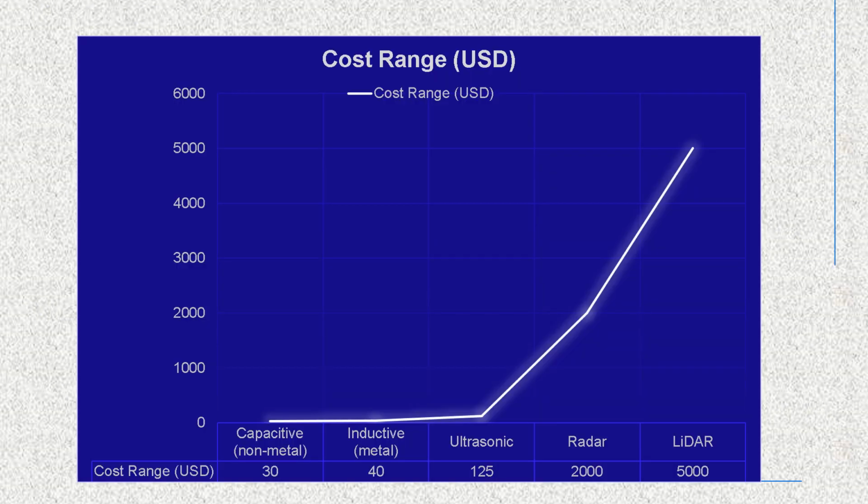We can see the price of different kinds of sensors on the basis of their per unit cost. There is a graph where we can see the capacitive and inductive sensors lie in the range of $30 to $40 per unit. We have the ultrasonic sensor at the rate of $125 per unit, and we can see the lidar sensor is above $5,000 per unit, which is very expensive as compared to the previous ones.